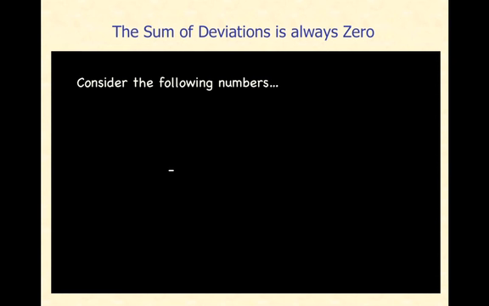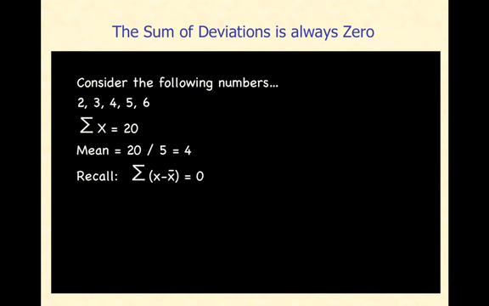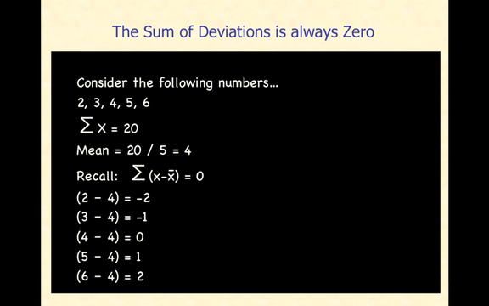We have the following numbers: 2, 3, 4, 5, and 6. The sum of these numbers is 20, and the mean is 20 divided by n of 5, which is 4. So recall that the sum of deviation scores, that is, the sum of x, the observed score, minus x bar, the mean, is always 0. So 2 minus 4 is negative 2, 3 minus 4 is negative 1, 4 minus 4 is 0, 5 minus 4 is 1, and 6 minus 4 is 2.